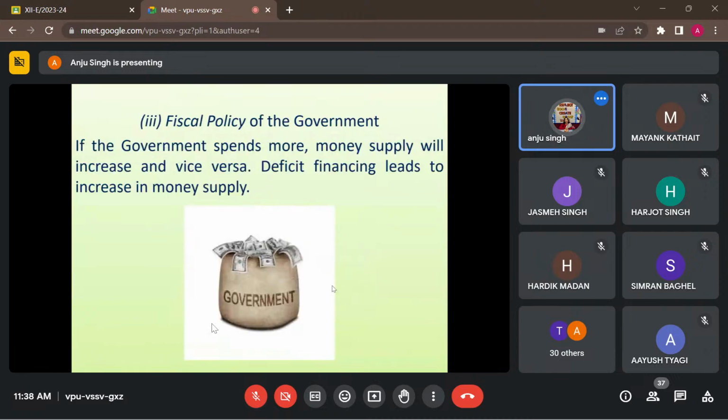And the third thing, though it's not in the purview of this chapter, is the third component which decides the total money supply or demand for money in the economy, that is fiscal policy. This is a policy which you will be studying in detail in the government budget chapter. But fiscal policy, children, in short, is the revenue and expenditure policy of the government. So through fiscal policy, government decides whether the tax rates are to be increased or reduced, whether the public expenditure is to be increased or reduced.